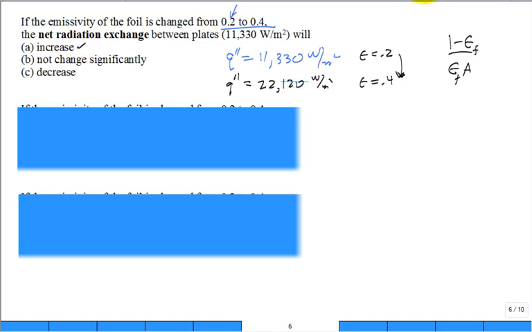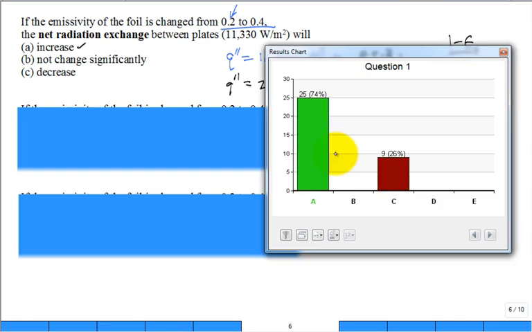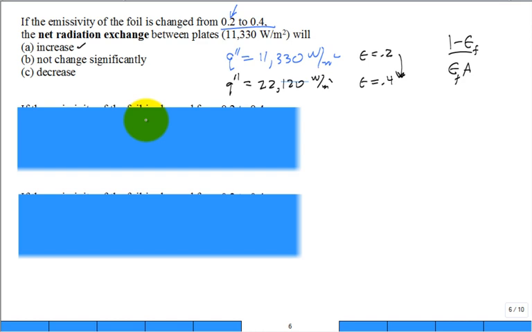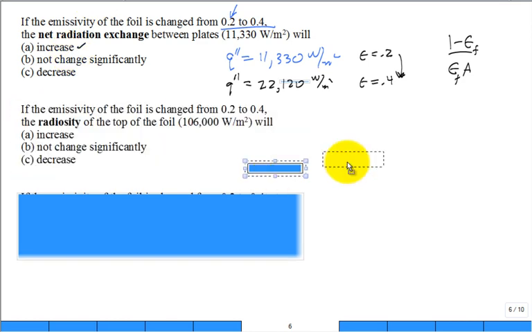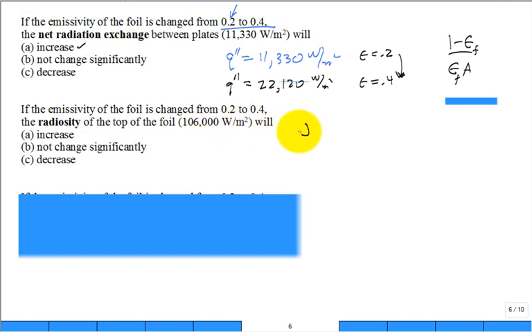So, increase. Let's just grade this. Make sense? All right, you want another one? Might as well, right? So, same thing, change the emissivity of the foil. What happens to the radiosity of the top of the foil? So we had, what number did we use for the top of the foil? Wasn't that J2? So J2 is 106,000 watts per meter squared. What is the new radiosity of the top of the foil if you change the emissivity?